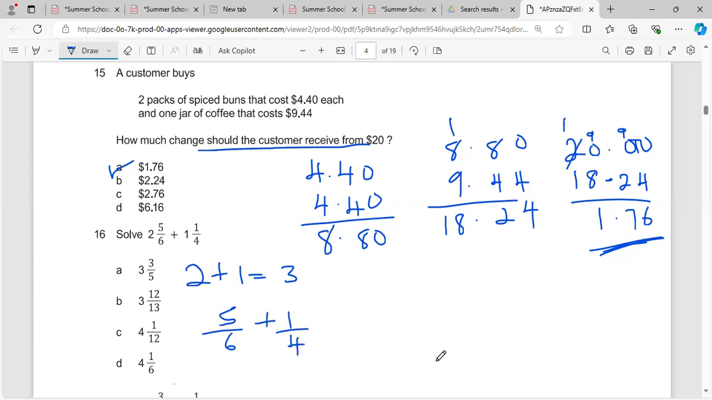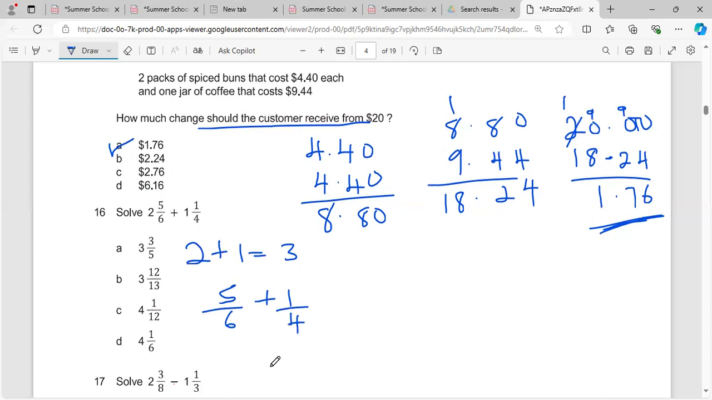When you add or subtract, you must find the LCM if they are not the same denominator. So in this case, the LCM will be 12, which is the lowest number both 6 and 4 can go into. So 6 into 12 goes 2 times. 5 times 2 is 10. 4 into 12 goes 3 times. 1 times 3 is 3. So at the top now, 10 plus 3 is 13 over 12.